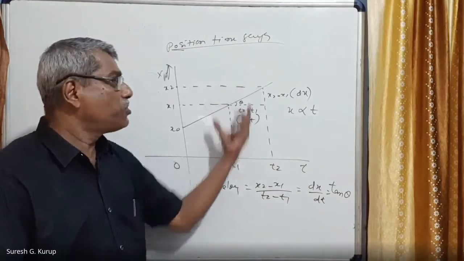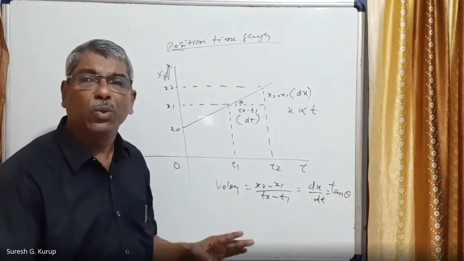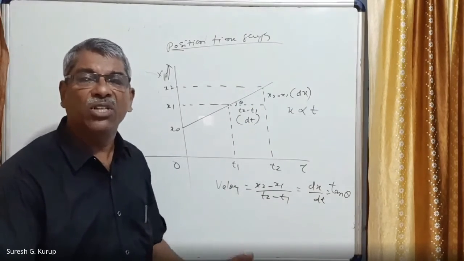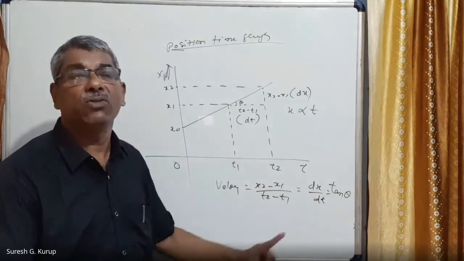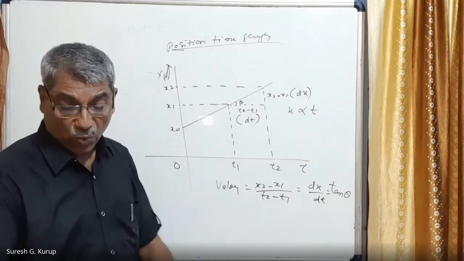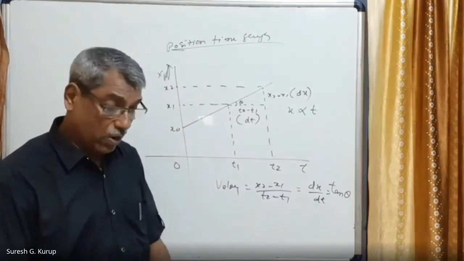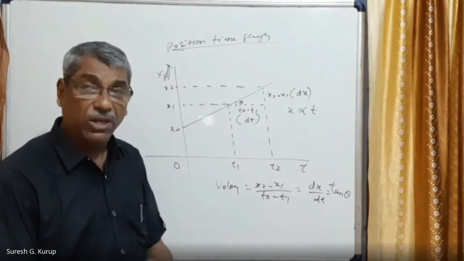So from the position time graph of a body which is moving with uniform velocity, we can calculate its velocity. How can we calculate velocity? By finding the slope of that straight line. So this is what is called uniform velocity motion. All these things are done, right?